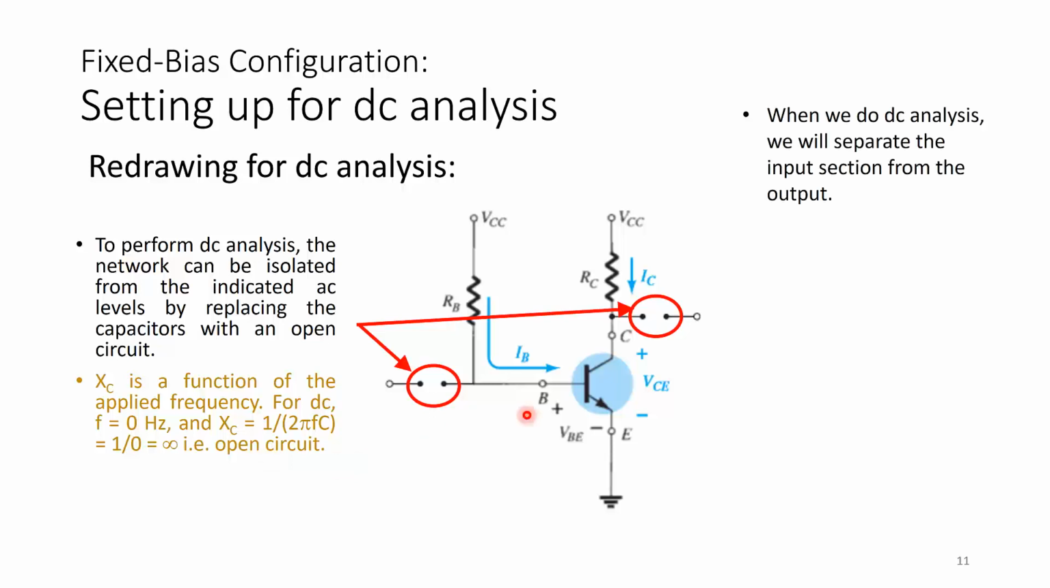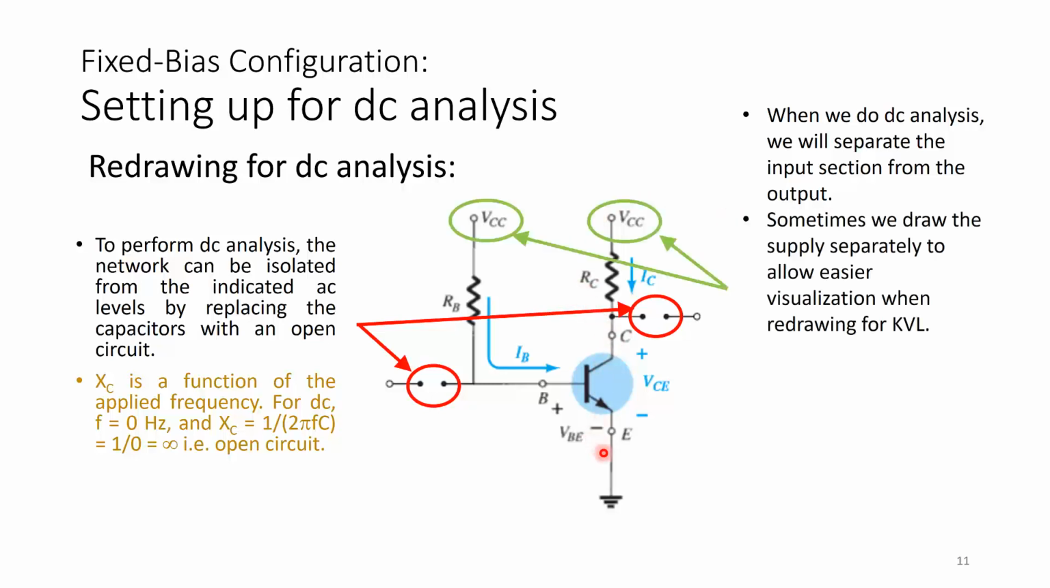And when we do DC analysis, we will separate the input section, which is VCC, RB, and the base terminal, from the output section, which is VCC, RC, collector, and emitter. Sometimes we draw the supply separately to allow easier visualization when redrawing for KVL. It's actually the same. In the previous circuit, we drew it just connected to the same VCC, but here we separated it. This is not significant, but I'm just pointing it out in case you get confused. It's not that we have two separate voltage sources, it's actually the same, and it is common. Take note that circuit nodes of the same name in the schematic are connected directly together.